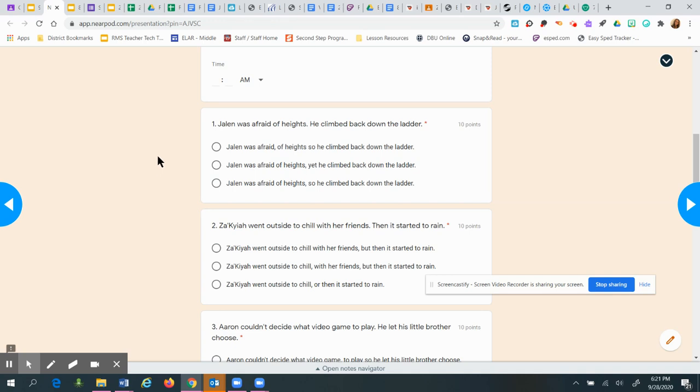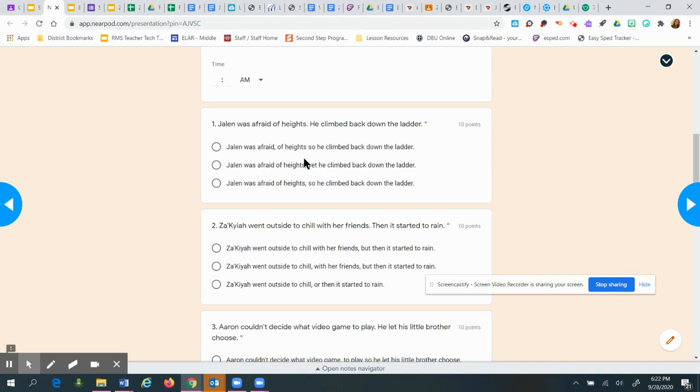I know that this one is incorrect because it didn't even sound right when I paused right here. Jalen was afraid of heights so that he climbed back down the ladder. That didn't make any sense to me. I know that when I have my two simple sentences and I'm combining them, this period is going to become the comma. So this first one is incorrect. I also know that I have two FANBOYS here, and I have to do the one that makes most sense.